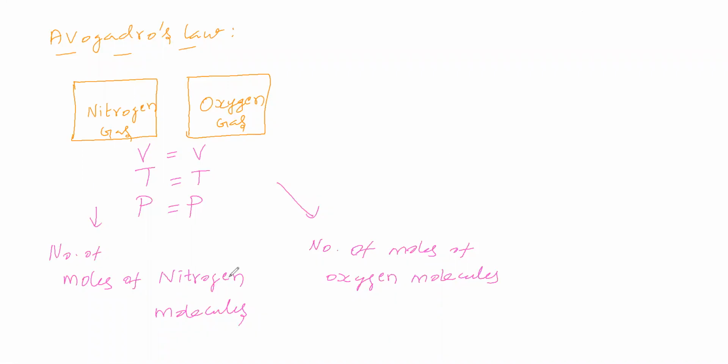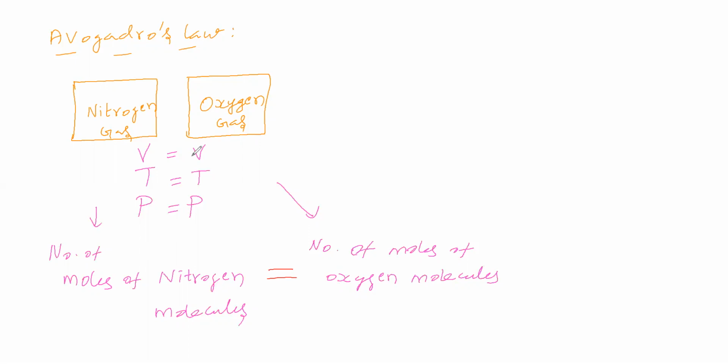Now let us compare them. How will it be? Experimental analysis says they are equal. Here we have taken these two with the same volume, same temperature, same pressure. Then if we see the number of moles here and the number of moles here, they are equal. So the number of moles of nitrogen molecules is equal to the number of moles of oxygen molecules. So this is called Avogadro's law.